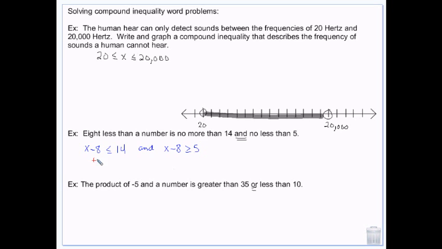So I'm going to add 8 to both sides. And I get x is less than or equal to, what is that, 22? And then I'll add 8 over here. And I get x is greater than or equal to 13. And again, it's still and. And there is a solution because they're going to be shading from below 22 and above 13, and you'll have that overlap in the middle. Does that make sense?